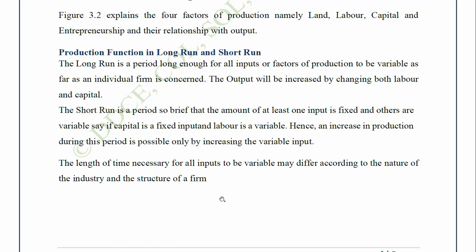The short run is a period so brief that the amount of at least one input is fixed and others are variable. Say, if capital is a fixed input and labor is variable. Hence, an increase in production during this period is possible only by increasing the variable input. The length of time necessary for all inputs to be variable may differ according to the nature of the industry and the structure of a firm.